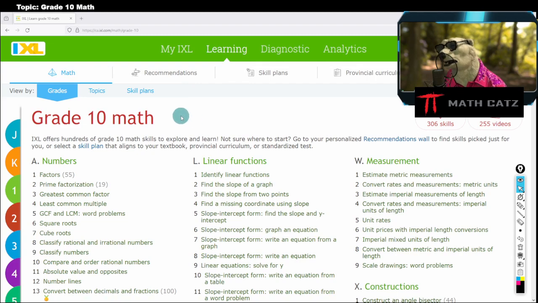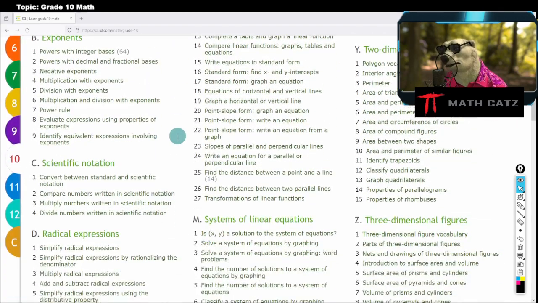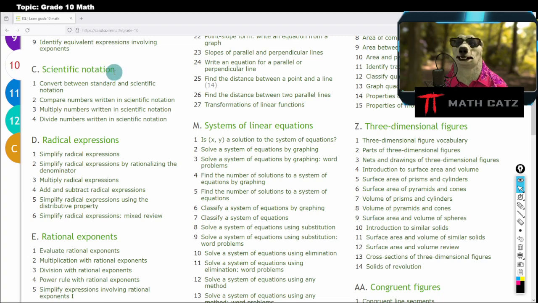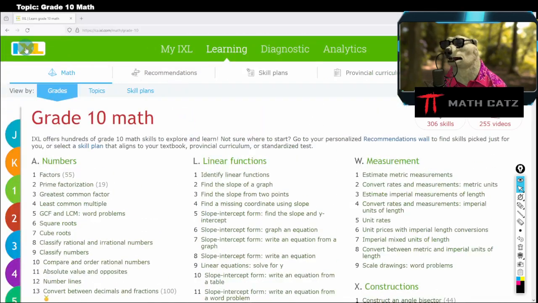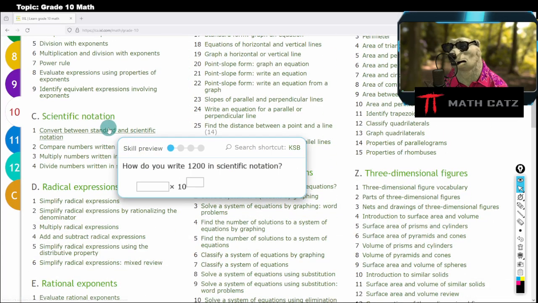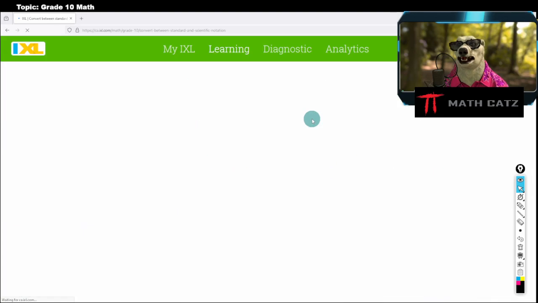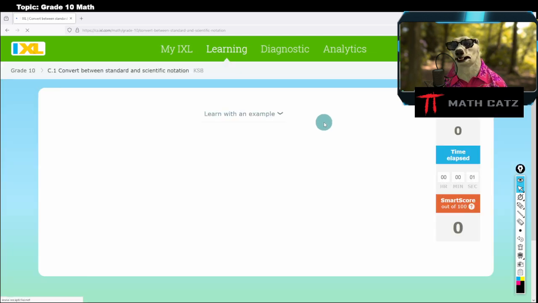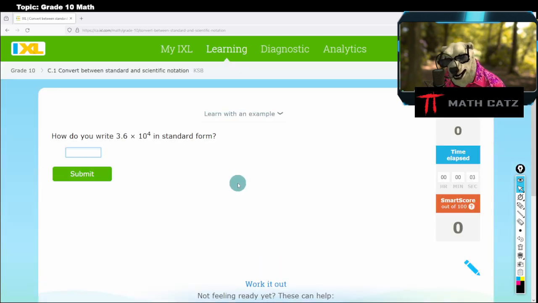Do a little introduction for grade 10 math, talking about scientific notation. We're using the IXL platform to generate some examples to start our discussion. Feel free to go there, sign up, do whatever you feel is appropriate to develop your understanding. Let's just talk about introducing the concept of scientific notation.